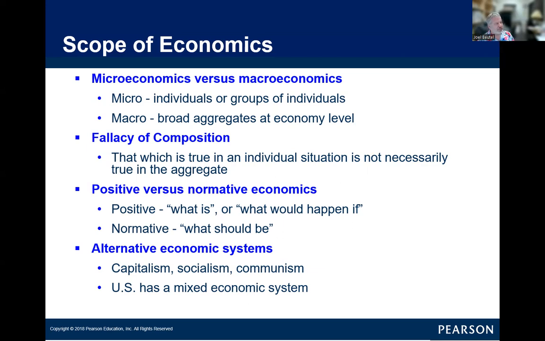We have the fallacy of composition. That which is true in an individual situation is not necessarily true in the aggregate. This is one of those things we know and has always presented a problem for economics, especially, notice what I was saying, in modern economics, we have these micro models that lead to the foundation of the macroeconomy.